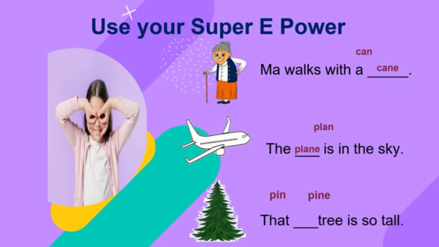Okay, last one. I see the picture. Now this is a special type of tree. Let's read the sentence. That blank tree is so tall. That blank tree is so tall. Is it pin or pine? Pine. Which one has the super E and has the long I sound? You got it! Pine. P-I-N-E. Wow, you really have super E powers.